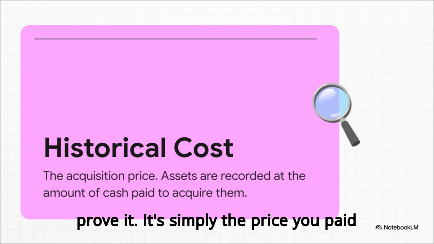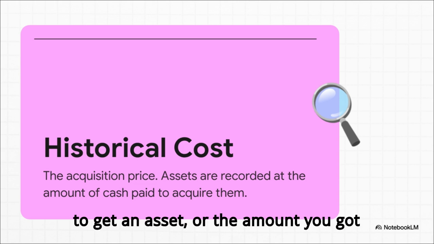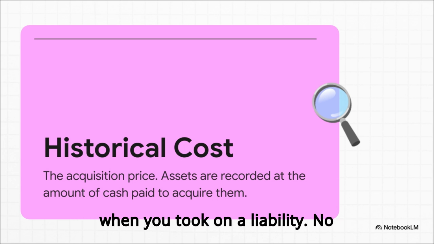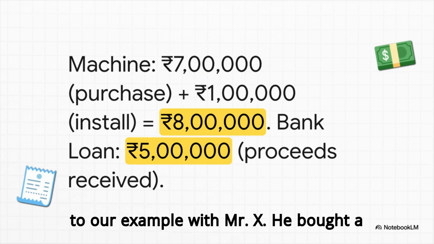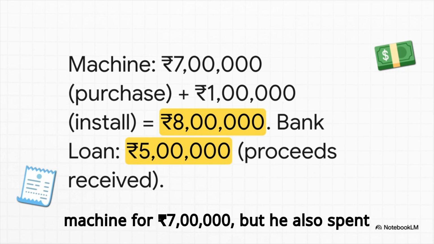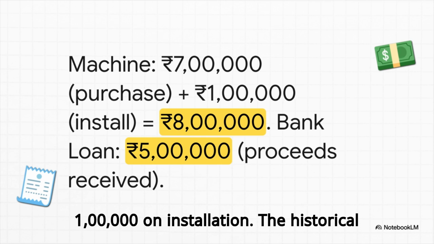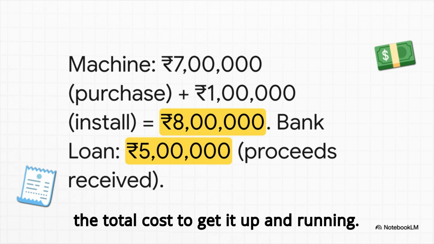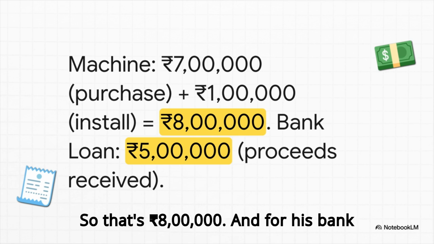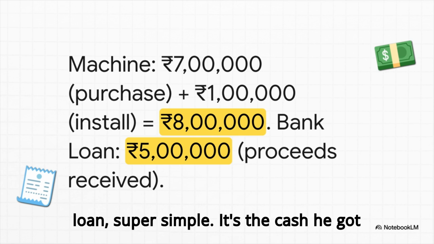It's simply the price you paid to get an asset or the amount you got when you took on a liability. No guesswork involved. So let's apply this to our example with Mr. X. He bought a machine for 7 lakh rupees, but he also spent 1 lakh on installation. The historical cost isn't just the purchase price, it's the total cost to get it up and running. So that's 8 lakh rupees. And for his bank loan, super simple. It's the cash he got in his hand, 5 lakh rupees.